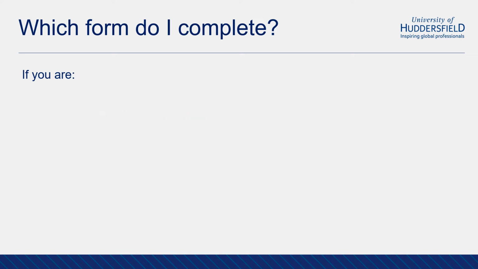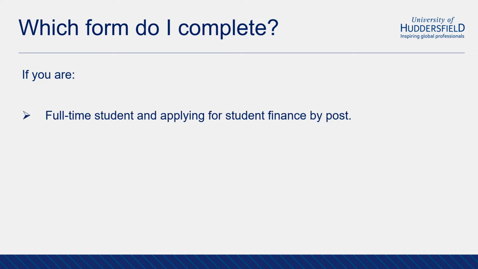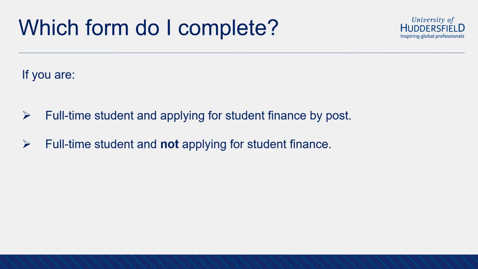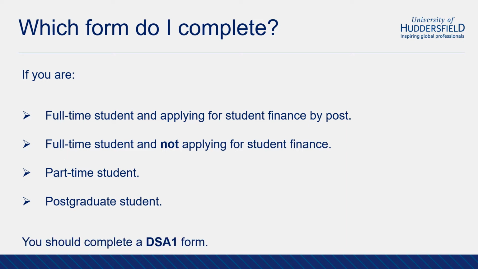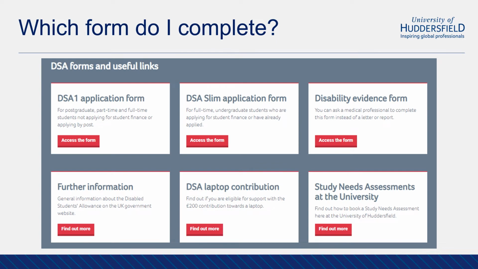Next, if you are a full-time student and applying for student finance by post, a full-time student and not applying for student finance, a part-time student, or if you are a postgraduate student, you should complete a DSA 1 form. Do note that if you complete a DSA 1 form, you will need to reapply for DSA each academic year. You can access this form on our Useful Links page.